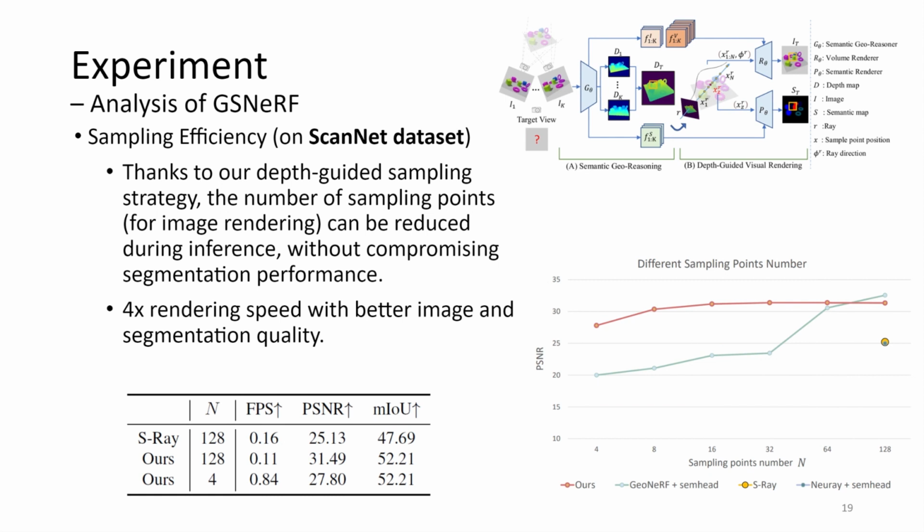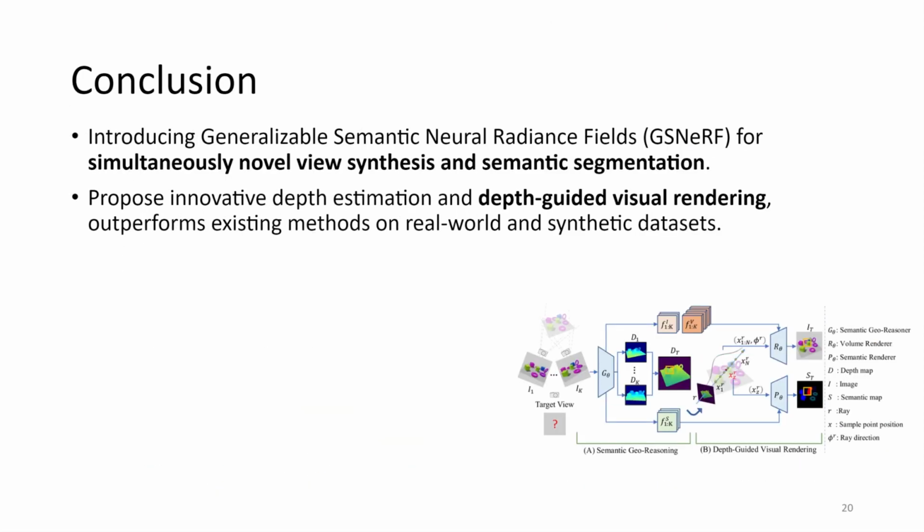Due to our designed sampling strategy, the number of sampling points for image rendering can be adjusted after training without compromising the quality of semantic rendering. As shown on the right, when the number of sampling points is reduced, the image rendering quality of methods like S-Ray degrades significantly, whereas our method maintains the quality. Additionally, as seen in the table on the left, when the sampling number is decreased to 4, our method achieves 4 times the rendering speed compared to S-Ray, while still having superior image and semantic rendering quality.